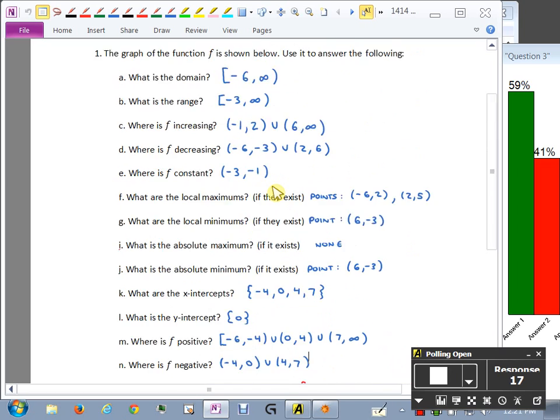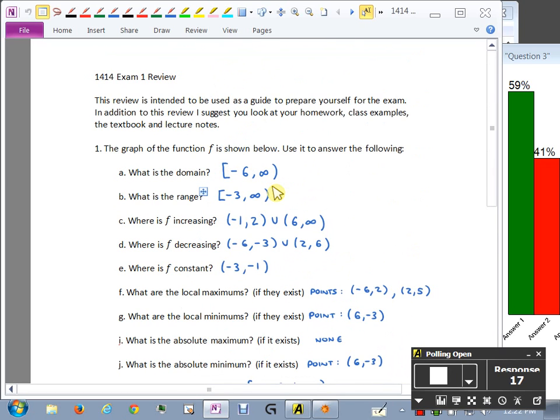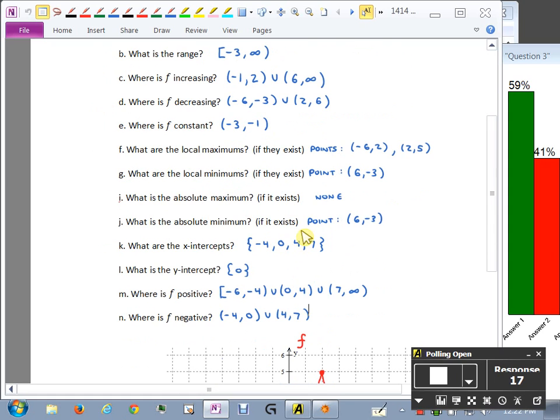Anything else on this? You see, I put here, and I said this in class, what are the local maximums? The actual local maximum values are 2 and 5. Where they occur, though, are at -6 and at 2. I suggest you just put them as points, because the point gives you all the information. It gives you not only where it occurs, but what the value is. So I'll accept the points. If you were just to put 2 and 5, I wouldn't take off. All right?